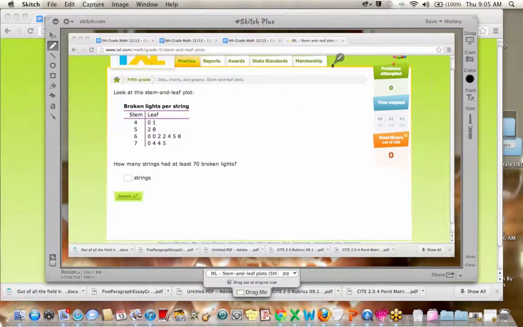Okay, so your stems represent your tens position. So like this very first value represents 40 because the leaves represent the ones position. So what's in the tens? Your 4. What's in the leaf or the ones position? A 0. And then we have another value. So we have a 4 again in the tens position. And then we have a 1 in the ones position. So that represents 41. So I'm looking at how many have 70 broken lights.